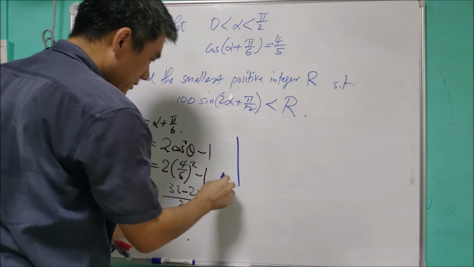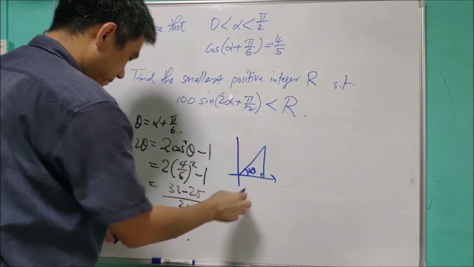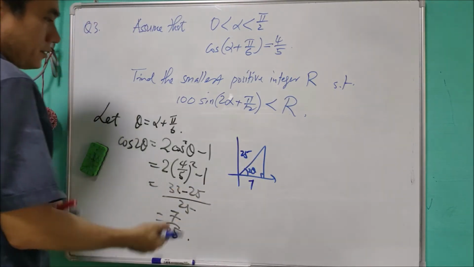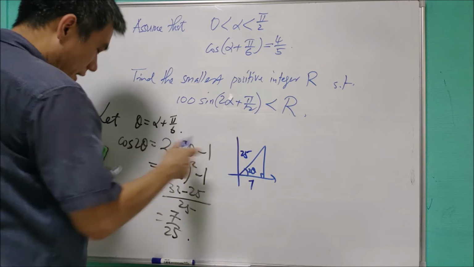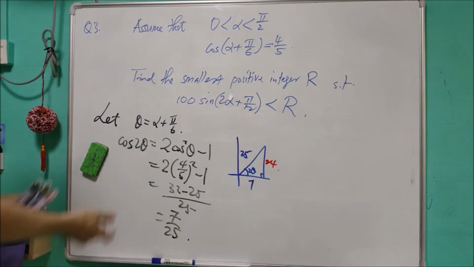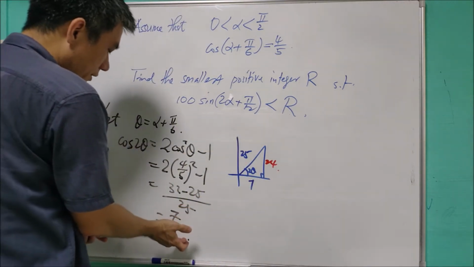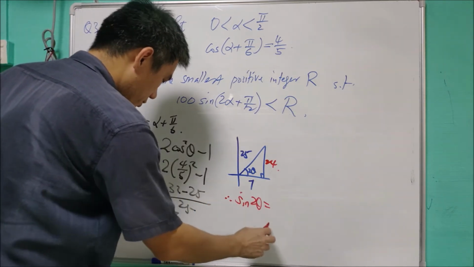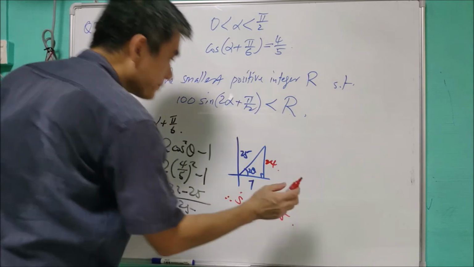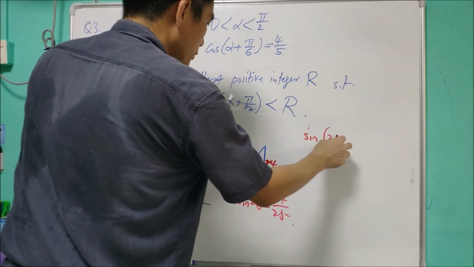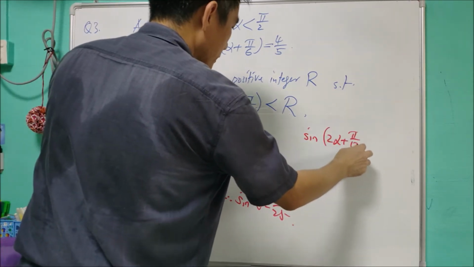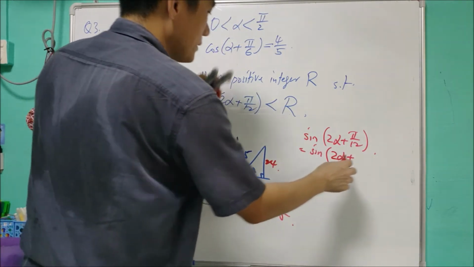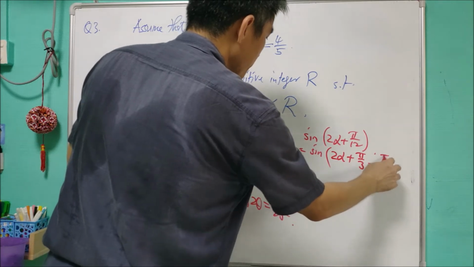And this suggests that this is 2 theta, with 7 and 25. Using Pythagoras theorem, 7, 25, this will be 24. So cosine 2 theta equals 7 over 25 implies that sine 2 theta equals 24 over 25. Sine of 2 alpha plus pi over 12 will be equal to sine of 2 alpha plus pi over 3 minus pi over 4.